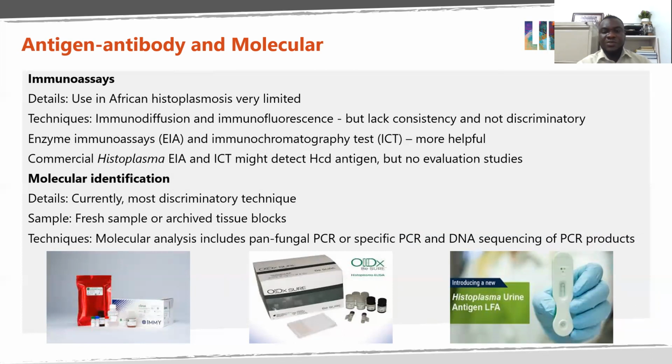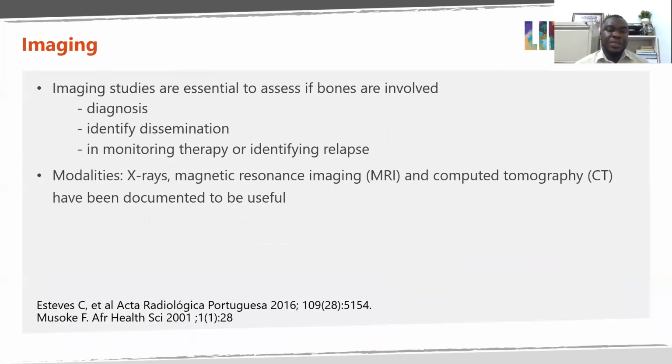So it may typically involve doing either a pan-fungal PCR or a histoplasma-specific PCR, and then following that up with PCR sequencing, the DNA sequencing of the PCR products. Imaging is very important, especially when bones are involved, and may be used for diagnosis, to identify dissemination and to monitor therapy or identify relapse.